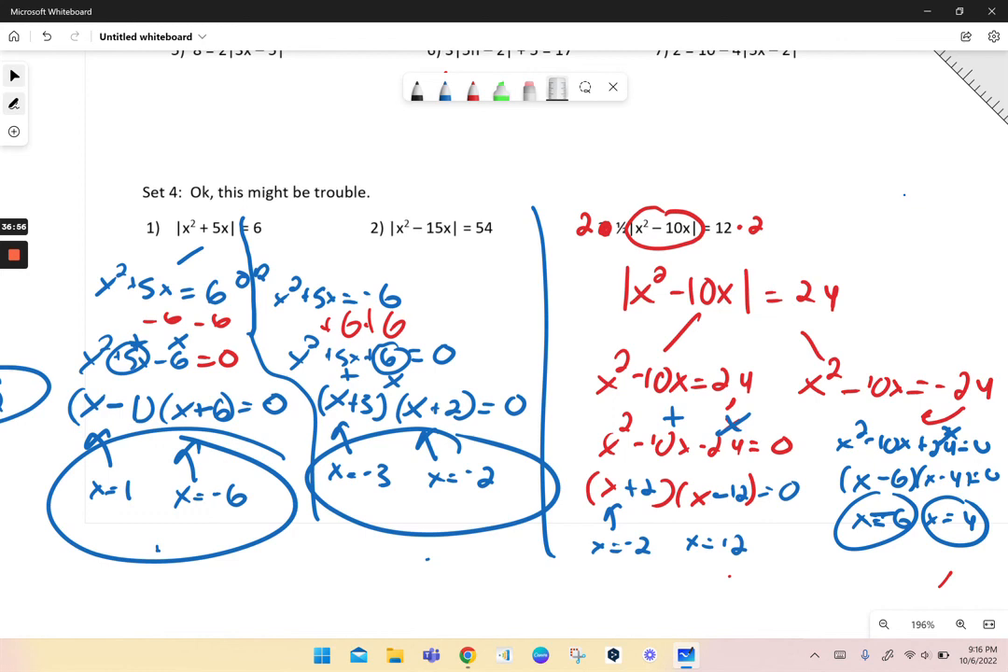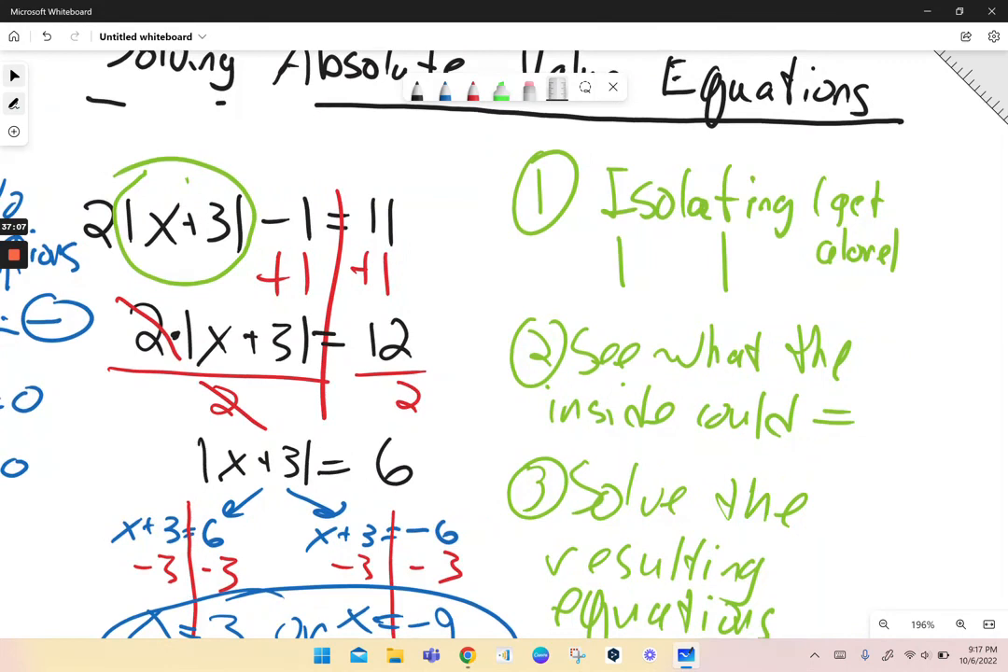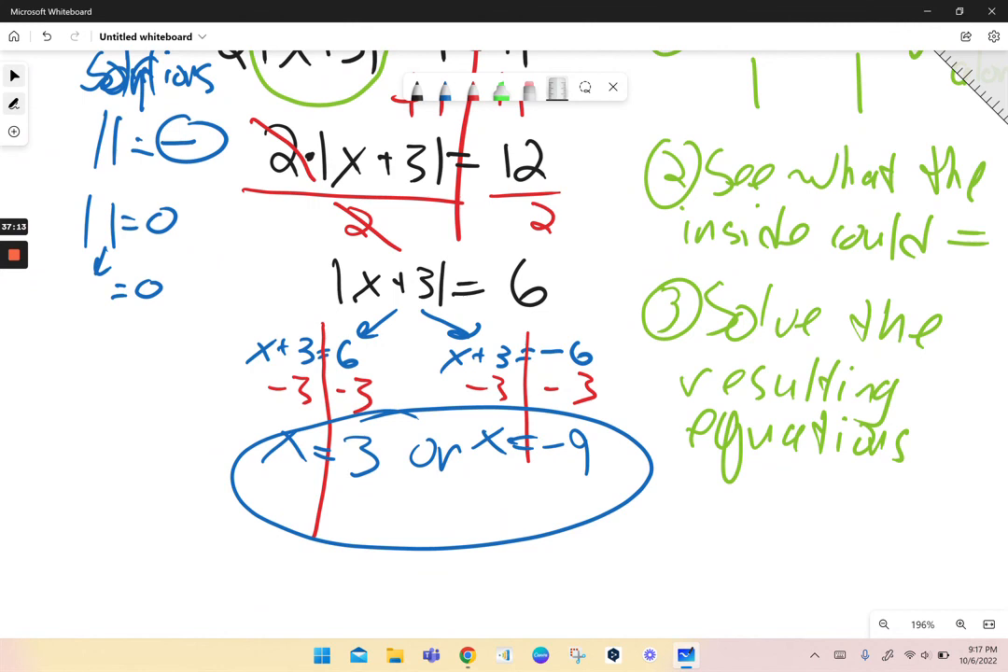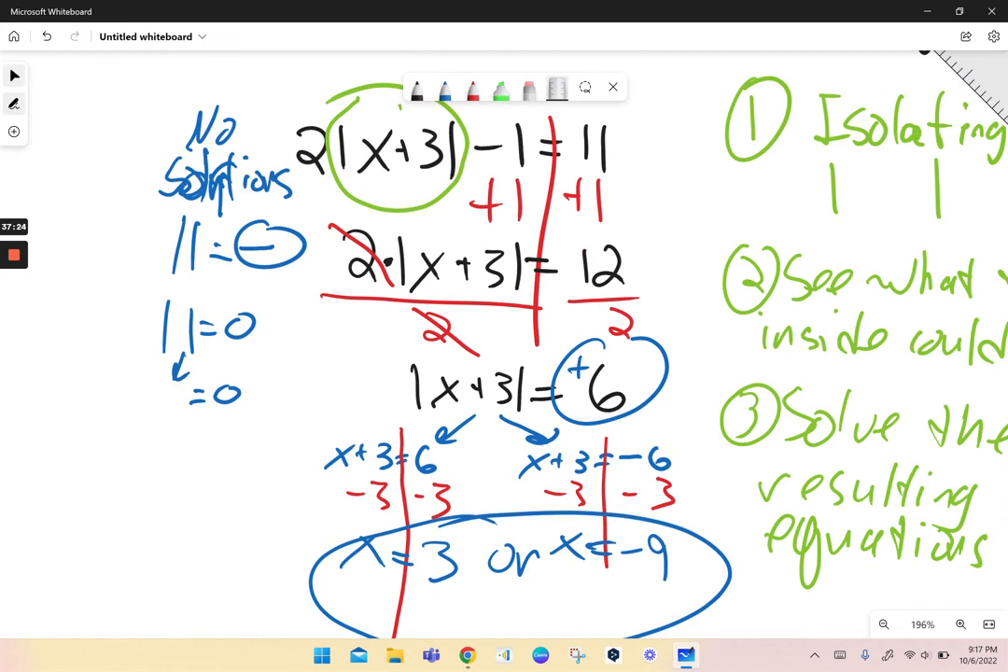And that's it, guys. So that's solving absolute value equations. Again, the big idea is we get the absolute value by itself. Then we see what the inside could be. If the absolute value is equal to a positive number, then we split it up. There's two different possibilities. If the absolute value is equal to a negative number, well, the absolute value can't equal a negative, so it's no solutions. And if the absolute value is equal to 0, there'll only be one possible solution.